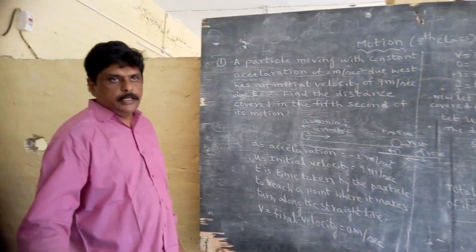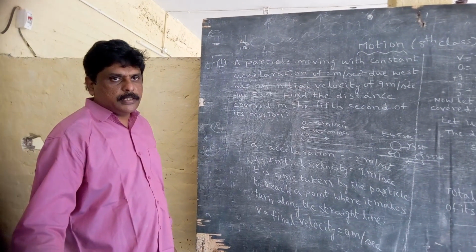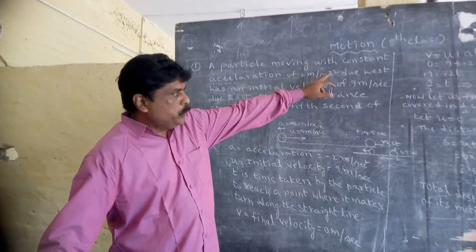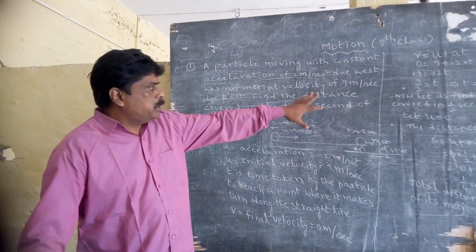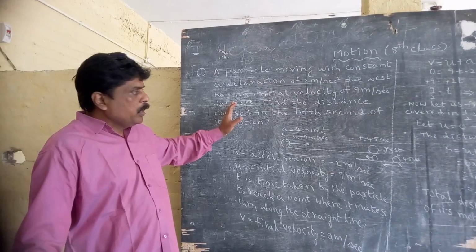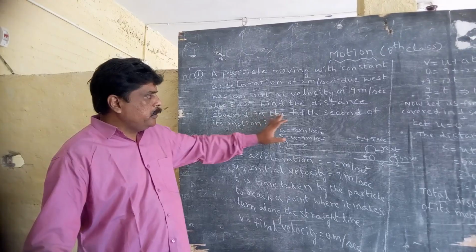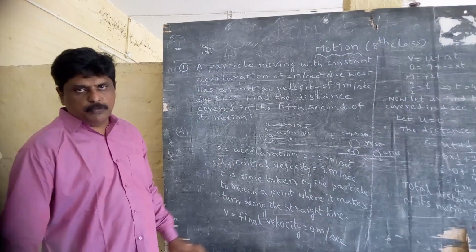Class, children, we are already learning the lesson on motion. Here I have given a problem for you. A particle moving with a constant acceleration of 2 meters per second square due west has an initial velocity of 9 meters per second due east. Find the distance covered in the fifth second of its motion.